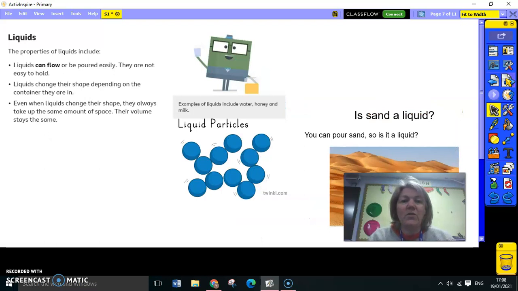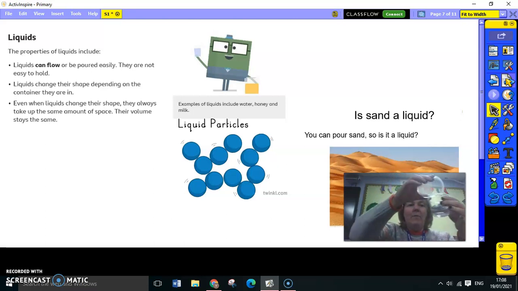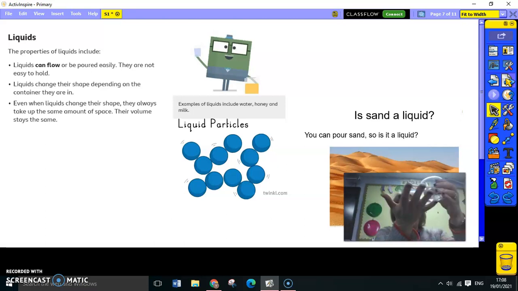If we move to think about liquids, properties of liquids, like my little bit of water here, can flow and can be poured easily. We can see that. But if I tried to pour that into my hand, it's not really easy to hold water, is it? Okay, it's not really easy to hold a liquid. You could have a go at home, couldn't you? Have a go at holding some liquid and see what happens.